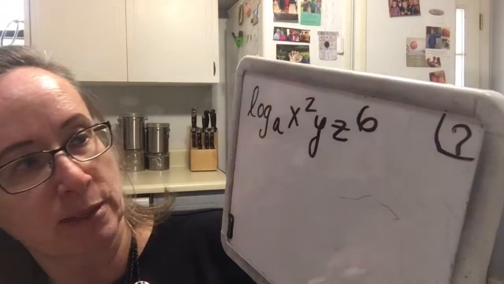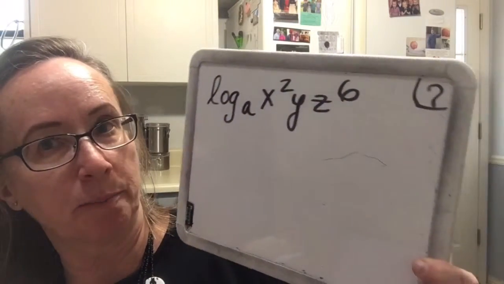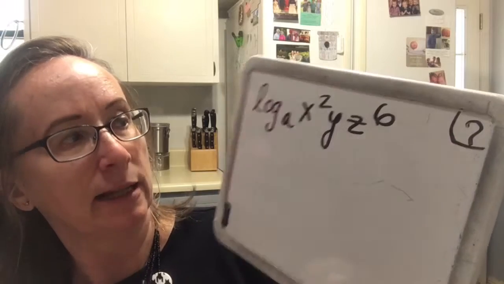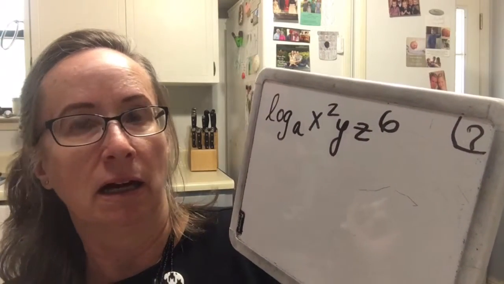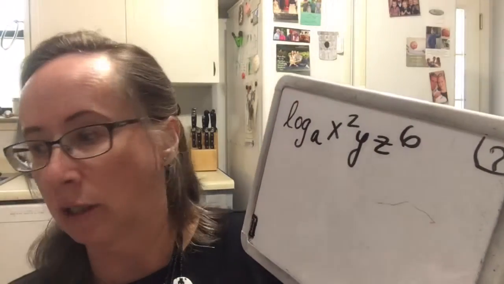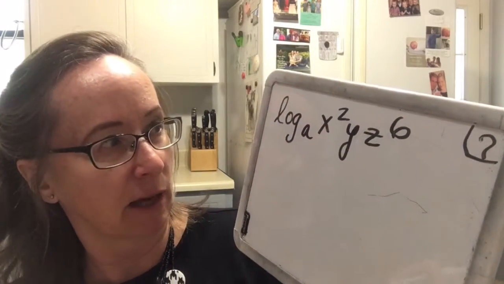Okay, so let's look at number 6. Sorry, this one is number 7. That one was number 5. I misnumbered it. This one is number 7 in your PowerPoint slides. And so now we're to write this as a combination of sums and differences of logarithms.